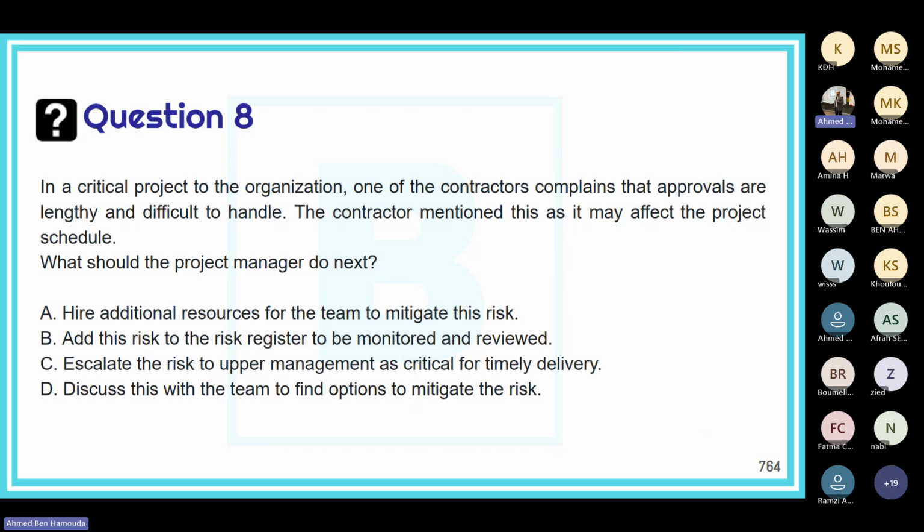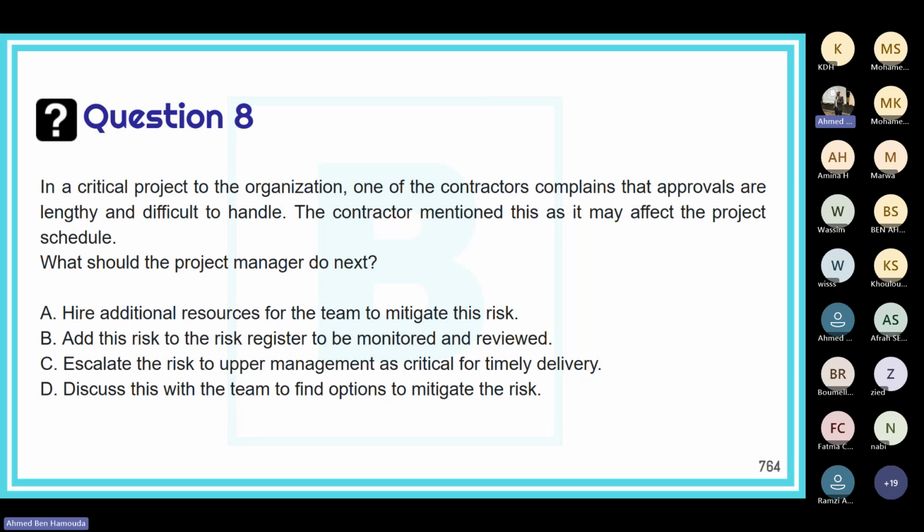In a project critical to the organization, one of the contractors complains that approvals are lengthy and difficult to handle. The contractor mentioned this as it may affect the project schedule. What should the project manager do next?